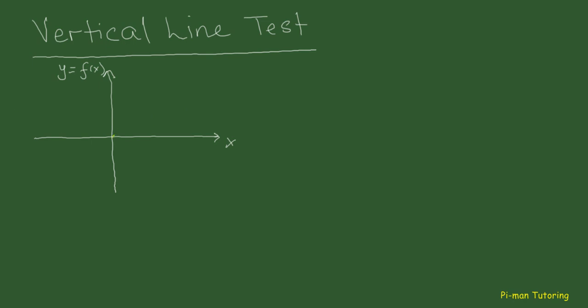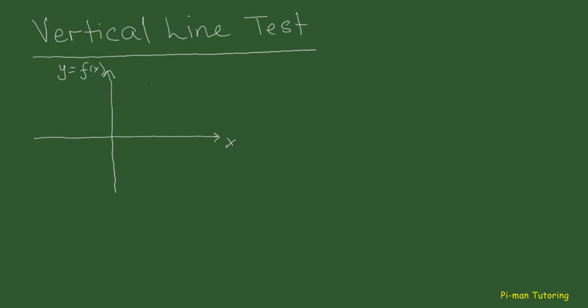Well, let's take this function, for example. Here the vertical line clearly passes through two locations. So if I choose a particular value of x, I don't know if I'm going to get this value of y or this value of y. And therefore, this is a relation, not a function.